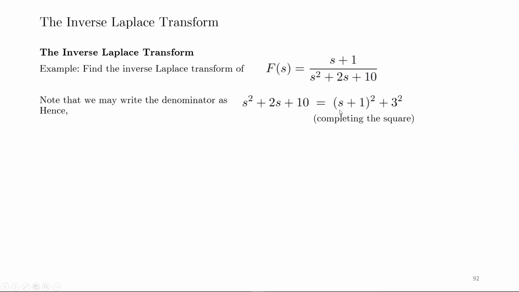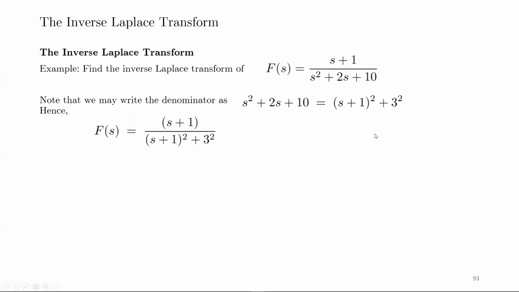Because now if I expand this bracket, I get s squared plus s, so that's 2s, plus 1 times 1 is 1. So I get s squared plus 2s plus 1. I need to add this 3 squared, which is 9, to get that 10, right? So I'm just completing the square on the denominator, so I can rewrite this fraction like so. This original function, (s plus 1) over (s squared plus 2s plus 10), I can rewrite as (s plus 1) over ((s plus 1) squared plus 3 squared).